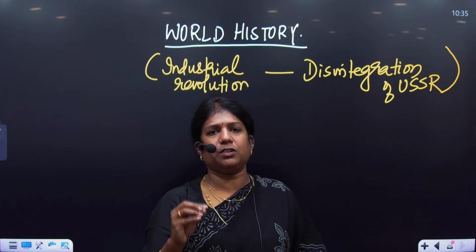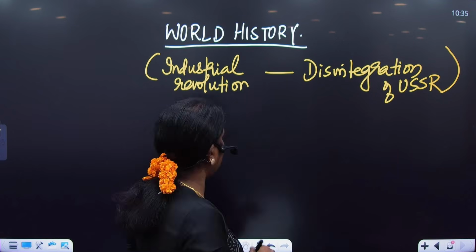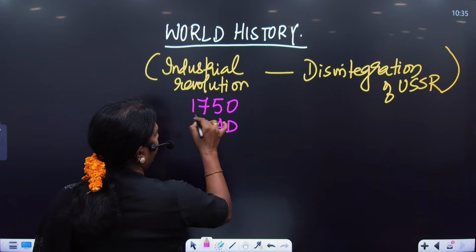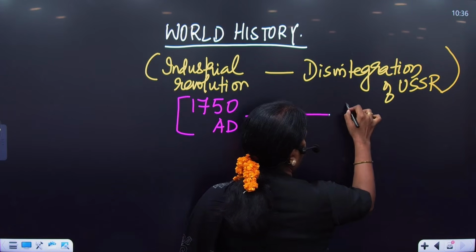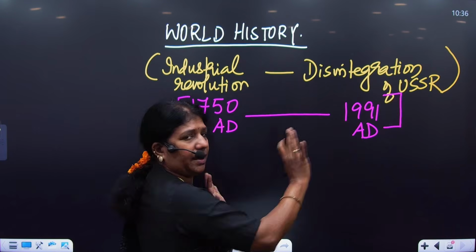History, we go with chronology. Chronology plays a very important role in history. If you look at the Industrial Revolution, it begins in 1750 AD, and the Soviet Union got disintegrated in 1991 AD. So this is the bracket of world history.